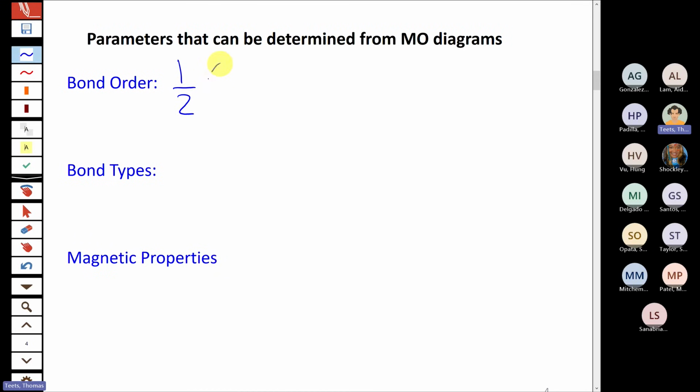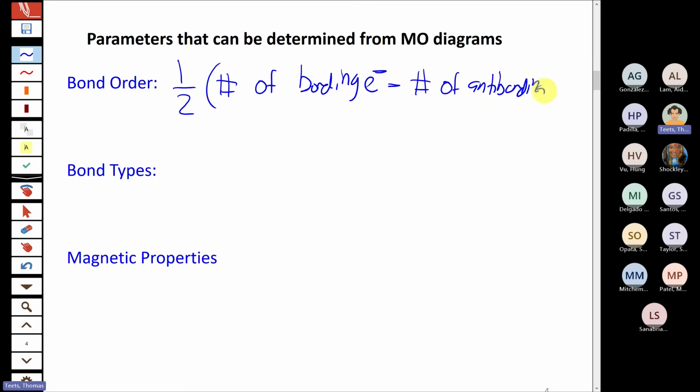But the formula for that is, once we populate a molecular orbital diagram, the bond order is going to be 1/2 times the number of electrons that are in bonding orbitals. So every time we put 2 electrons into a bonding orbital, that counts as 1 bond. So half of that gives you the number of bonds, half the number of electrons, minus the number of antibonding electrons. So every time we put 2 electrons in an antibonding orbital, we would cancel out one of the bonds. And so again, it's the difference between those two multiplied by 1/2 that gives you the bond order.